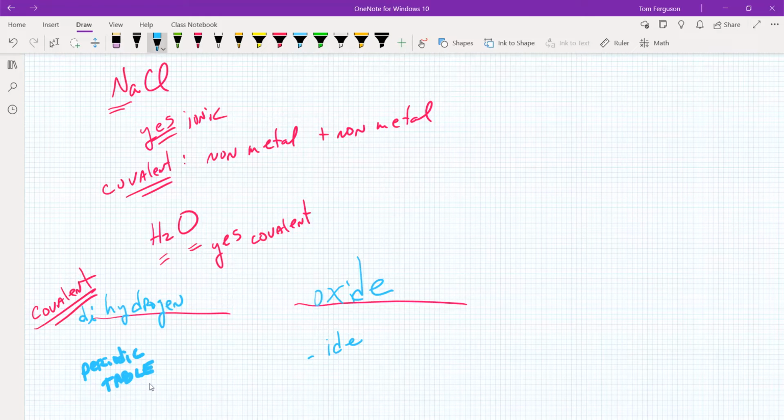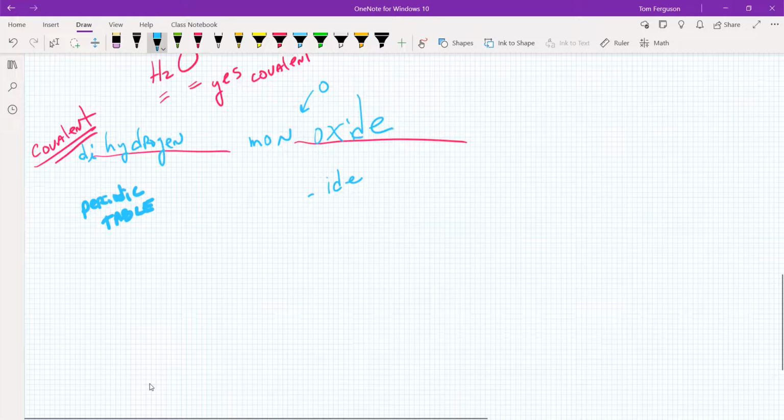dihydrogen, monoxide. Now notice I don't have the O here, because it would be 2 O's together. We don't need to do that. We drop that. So if there are 2 vowels together, you may drop the second one. Okay, so it's dihydrogen monoxide.